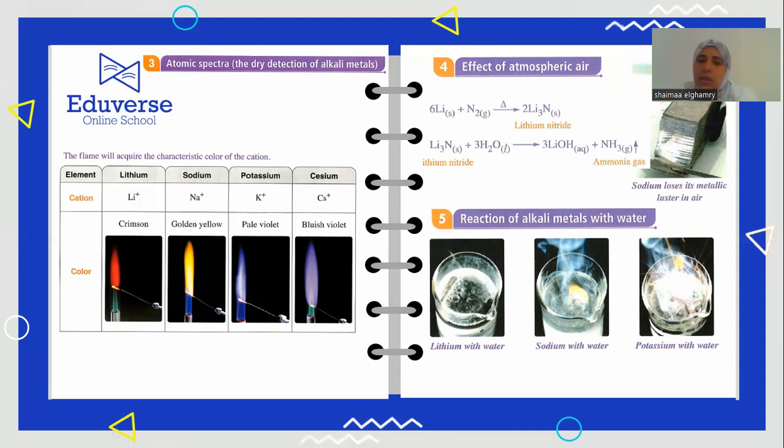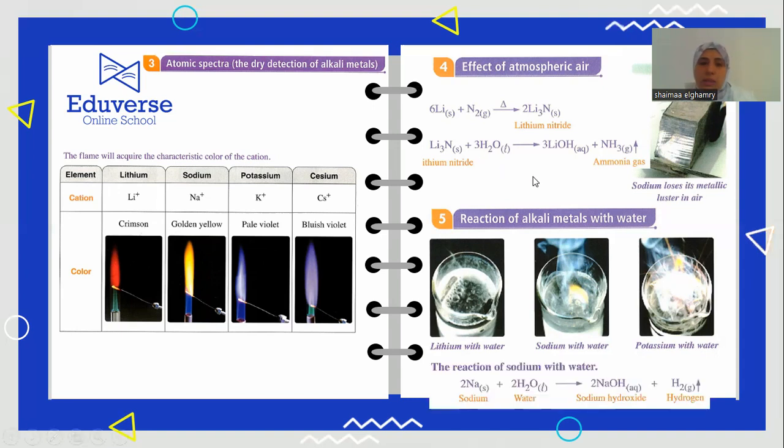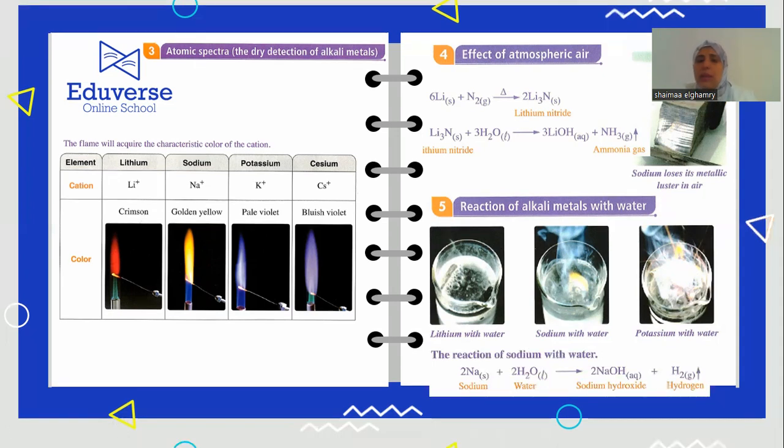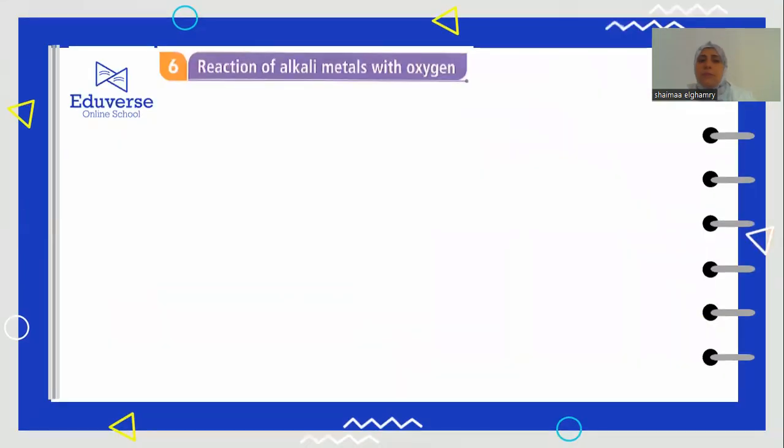So as you can see in the picture, lithium reacts with only bubbles. The sparks start to appear from sodium and increase in potassium. So the reaction between alkali metal and water is a vigorous reaction. All of them react with water, forming basic oxide, and hydrogen gas evolves.